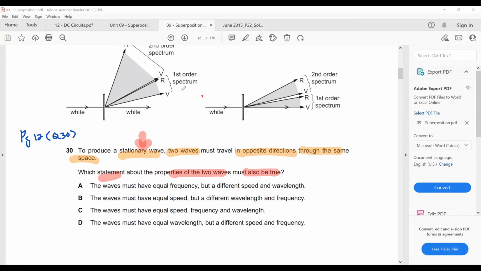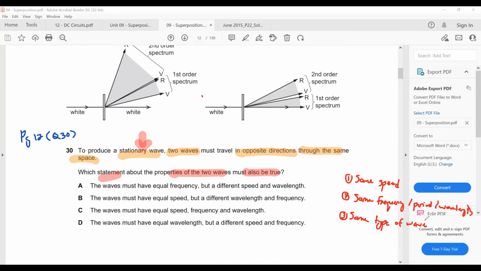One of the main things is that they must have the same speed. Another thing is that they must have the same frequency, or period, or wavelength. Another one is also this: there must be the same type of wave.